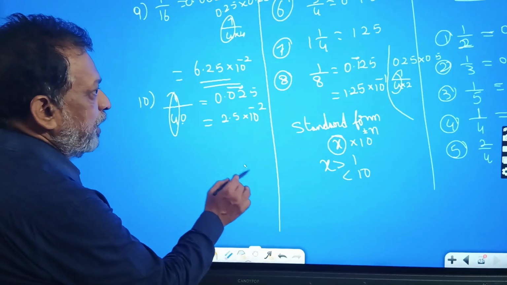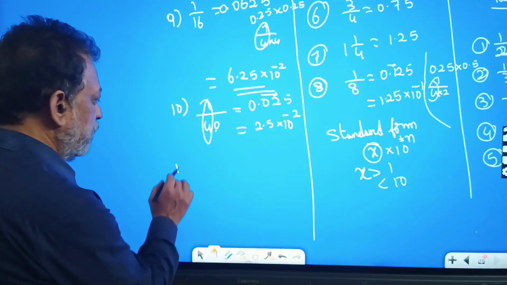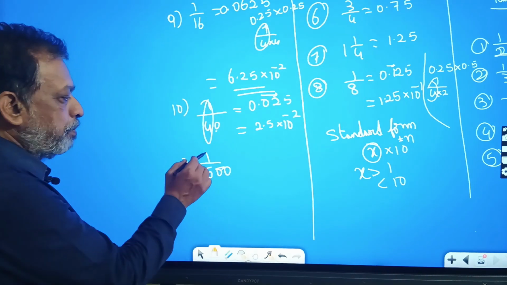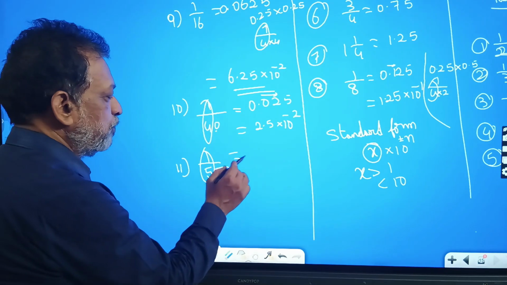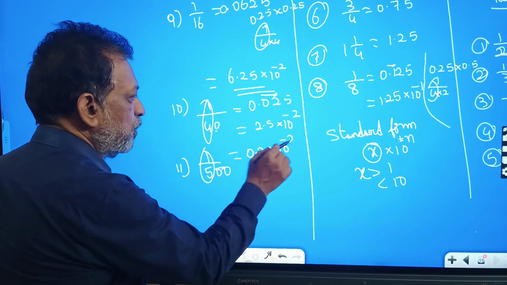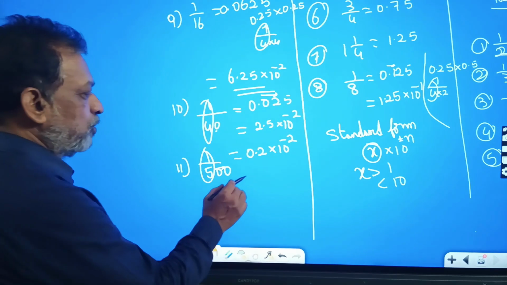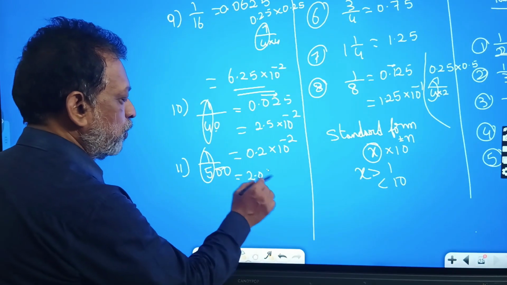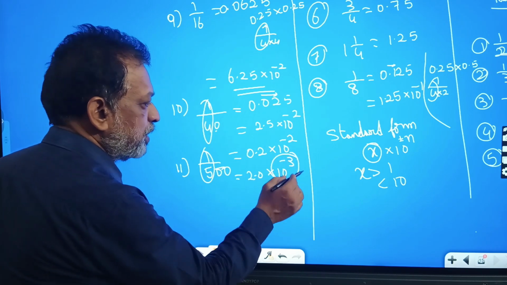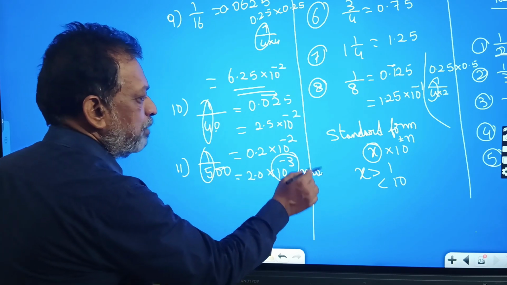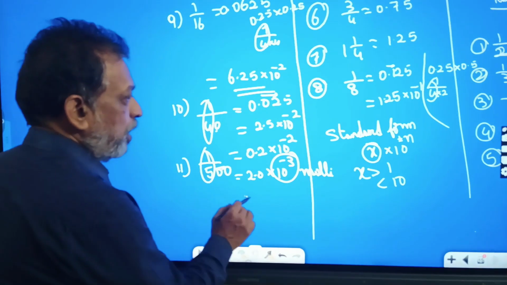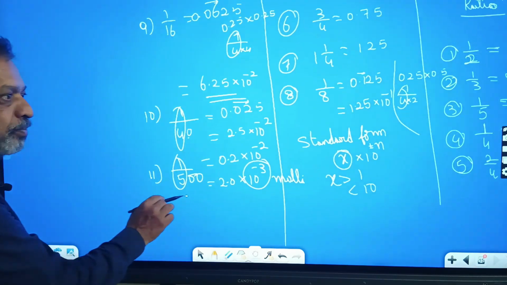Now in the same way, suppose you are having 1 by 500. So 1 by 5 value is how much? 0.2 into 10 to the power of minus 2. You have to show it in milli or something, so that is 2.0 into 10 to the power of minus 3. If you remove this, you can say milliampere or whatever it might be. Okay. Now copy up to here.